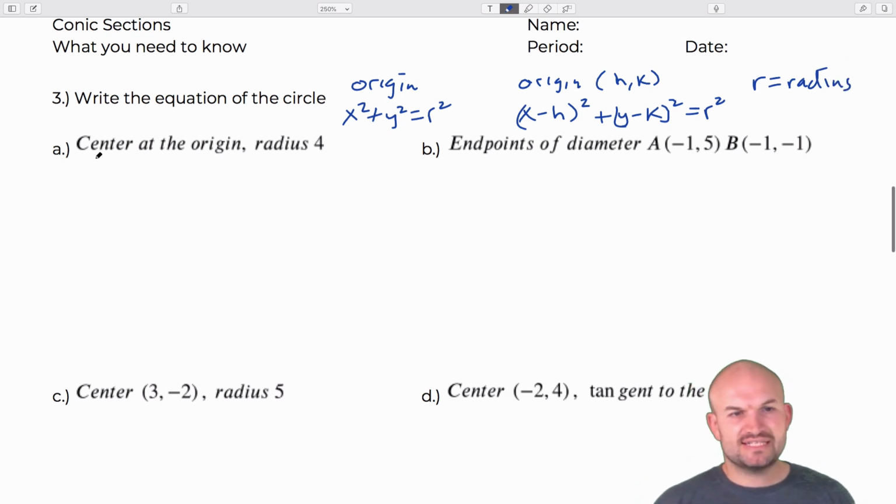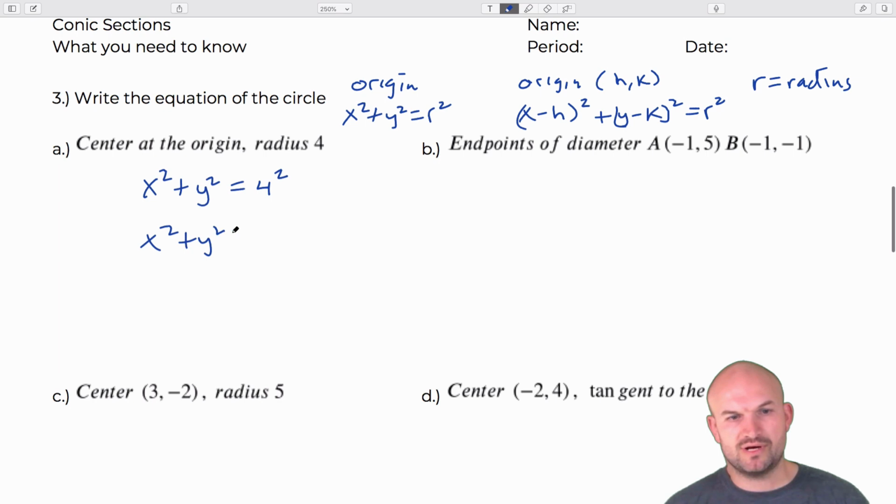Okay, so in this case, we have our origin, which we know is going to be at (0, 0), and we have a radius of 4. So all we're simply going to do is have x squared plus y squared equals 4 squared. So the equation of the circle is x squared plus y squared equals 16. Can't be any easier than that.